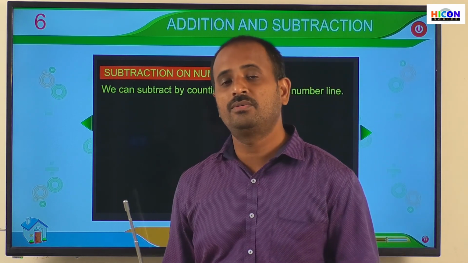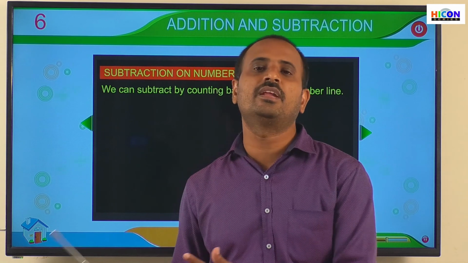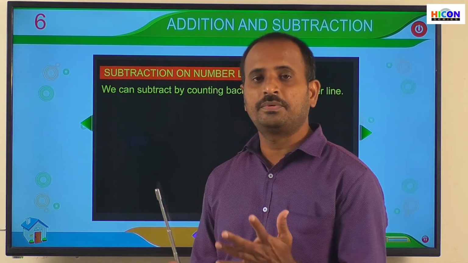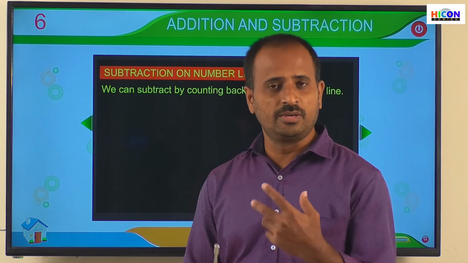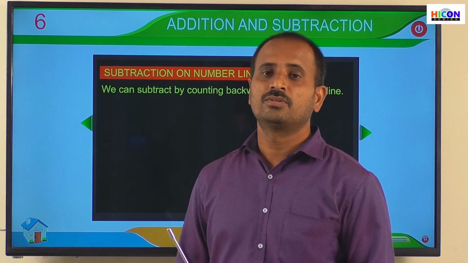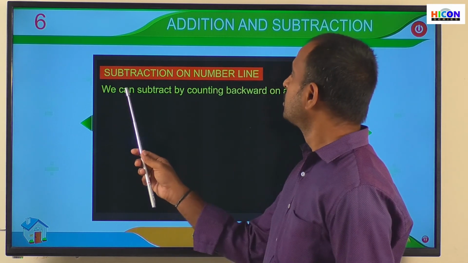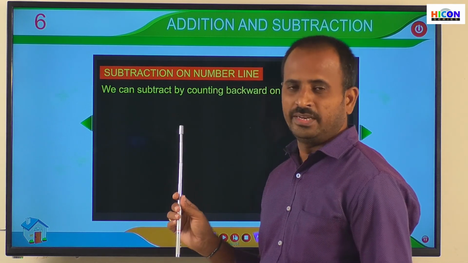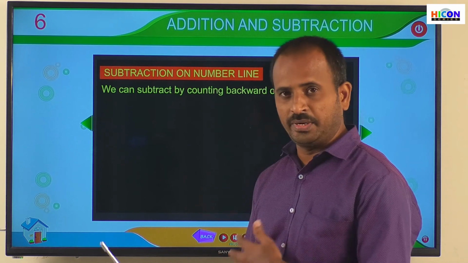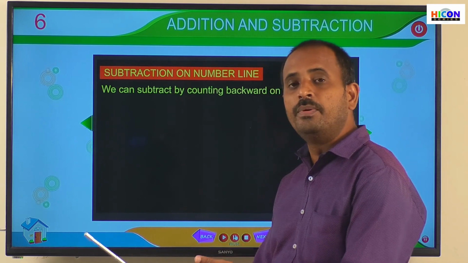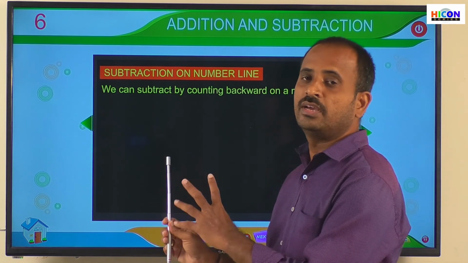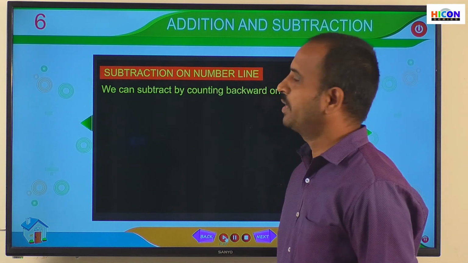So already we have learned about the addition on the number line. Now we are going to learn about subtraction on number line. So do you remember how we have done addition on the number line? So in addition, we have moved forward on the number line. So in subtraction, we have to move backward on the number line. So let us see how to do the subtraction on the number line.